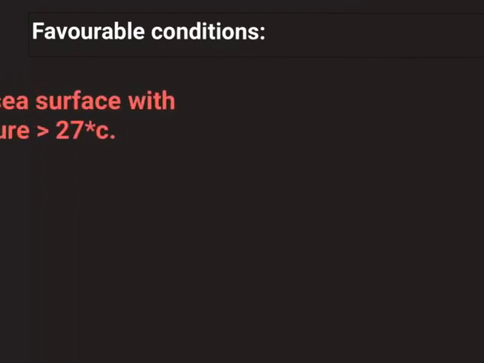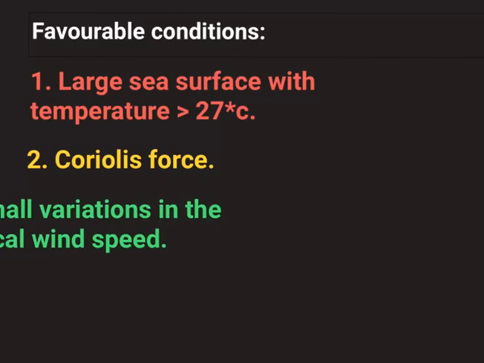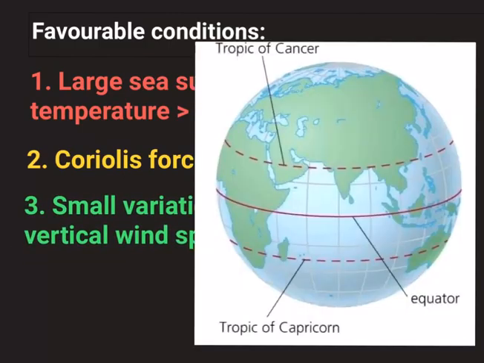Now there are a few favorable conditions required for the formation of a cyclone. Firstly, we need a large sea surface with temperature above 27 degrees Celsius. Next, we need the presence of the Coriolis force, enough to create a cyclonic vortex. Likewise, we also need small variations in the vertical wind speed. Because the sun is vertically overhead in the tropical region, the sea surface temperatures are usually high. So, the first favorable condition for the formation of a tropical cyclone is present in the tropical region.